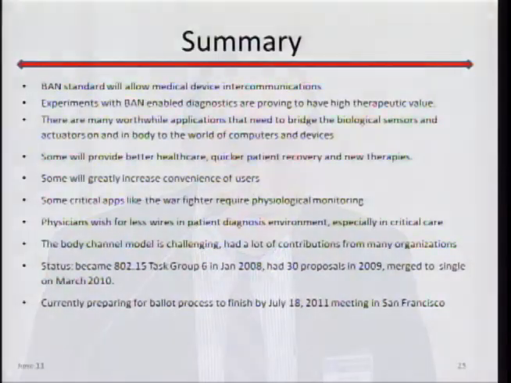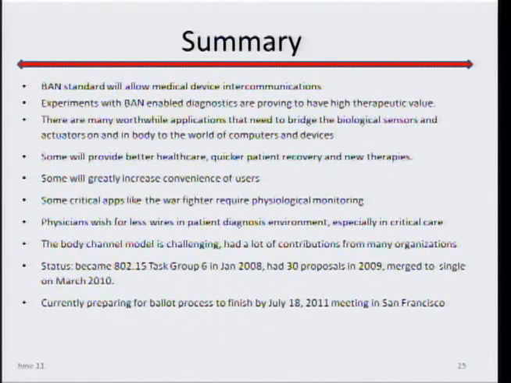And so, in summary, last slide. BAN standards will allow medical device intercommunications. Experiments with BAN-enabled diagnostics are proving to have high therapeutic value. There are many worthwhile applications that need to bridge the biological sensors and actuators in and on the body with the world of computers and devices.